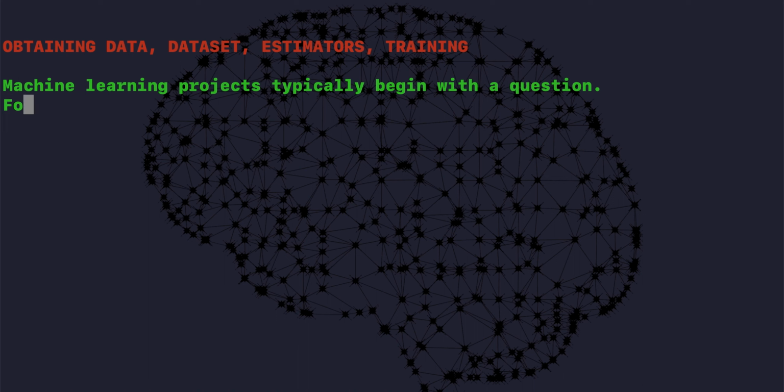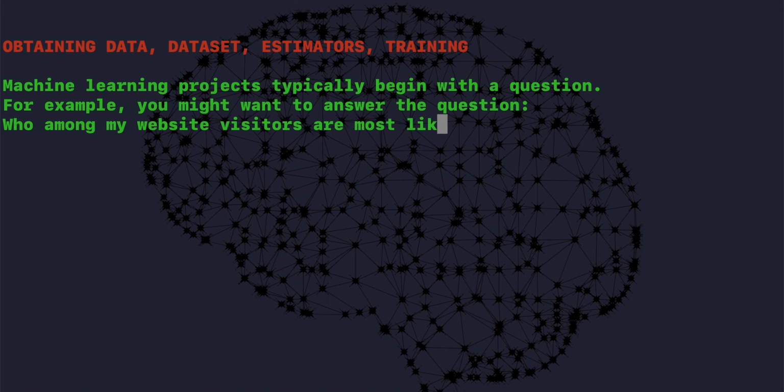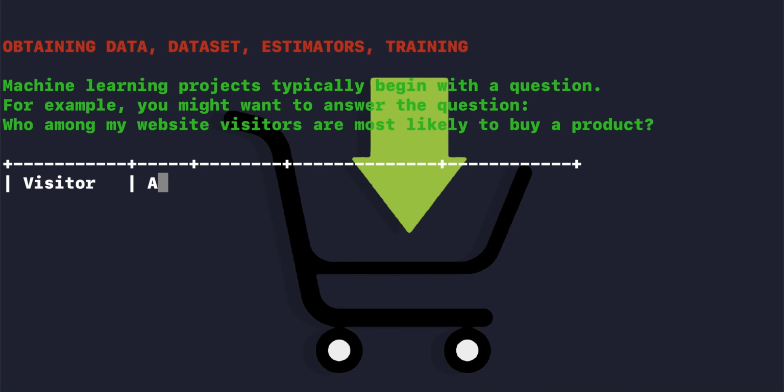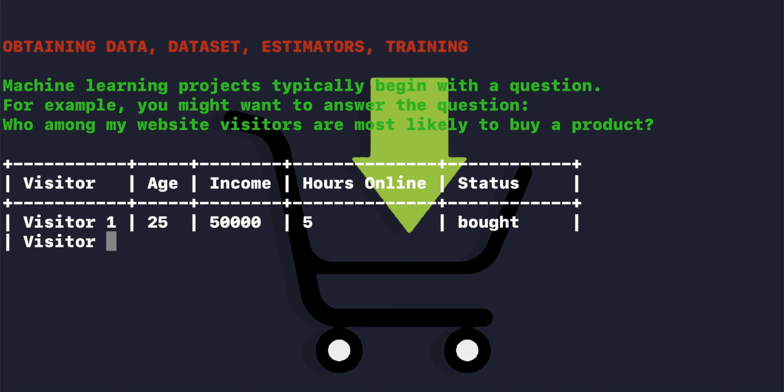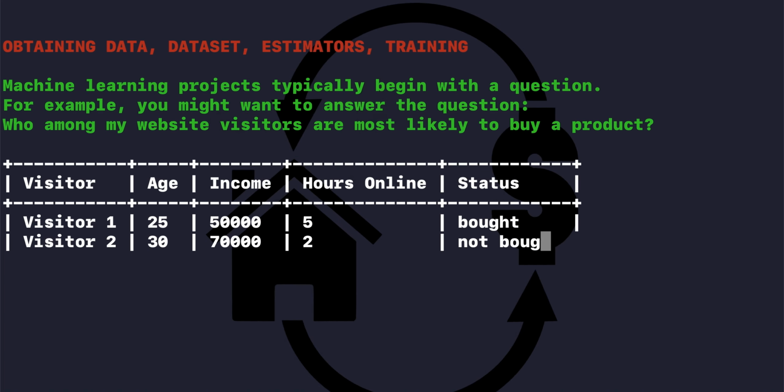Machine learning projects typically begin with a question. For example, you might want to answer the question, who among my website visitors are most likely to buy a product? Suppose that you collected data from 4 visitors, 2 who bought a product and 2 who didn't, based on 3 features: their age, income, and hours spent online per day.